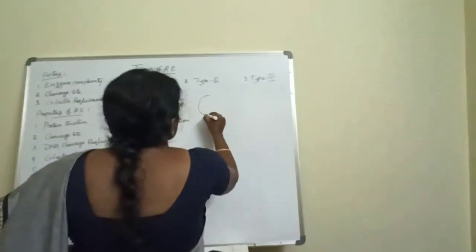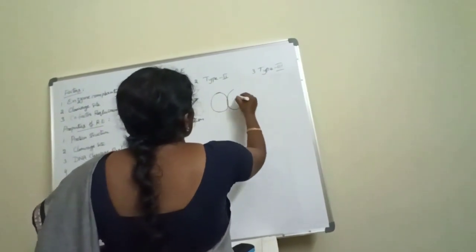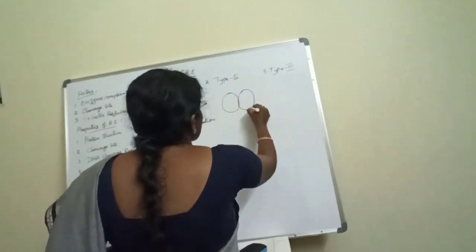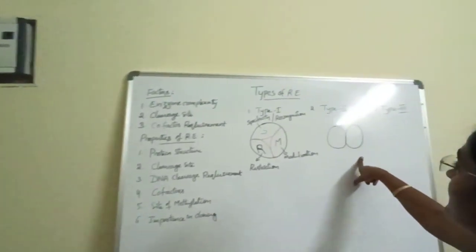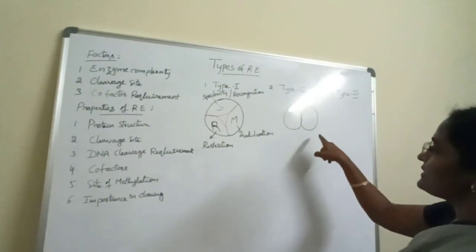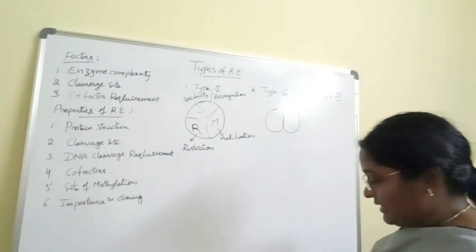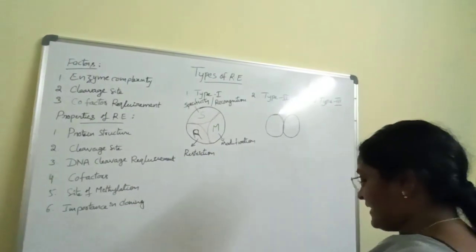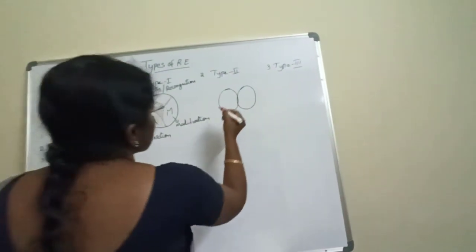And type 2 enzymes are multi-enzyme complexes. Here 2 enzymes are present. These 2 enzymes are symmetrical, and these 2 enzymes are conjugated to each other.